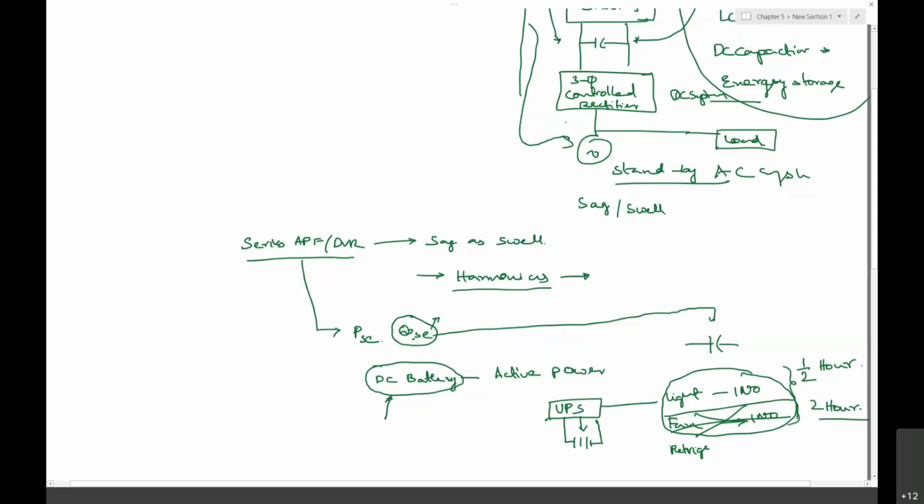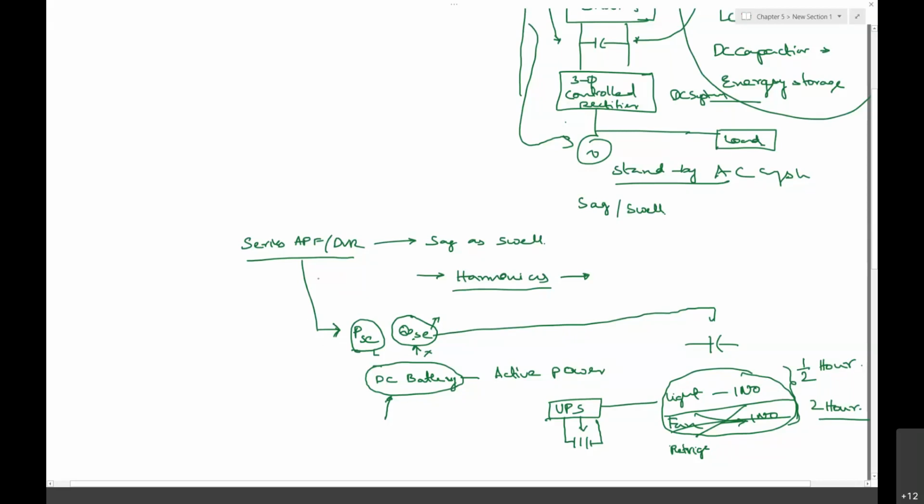Here the point is that the series active power filter, in order to correct the voltage magnitude, is going to inject the real power as well as the reactive power. But while injecting the reactive power, it doesn't have an influence on the DC battery energy storage.